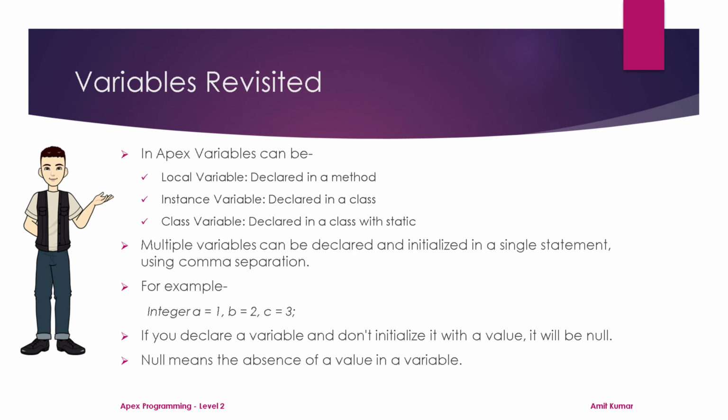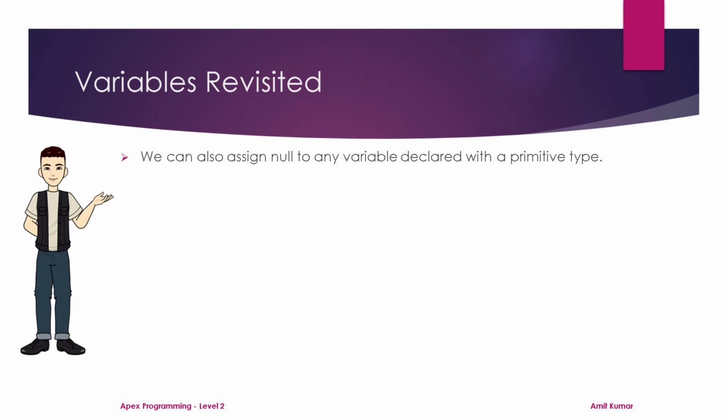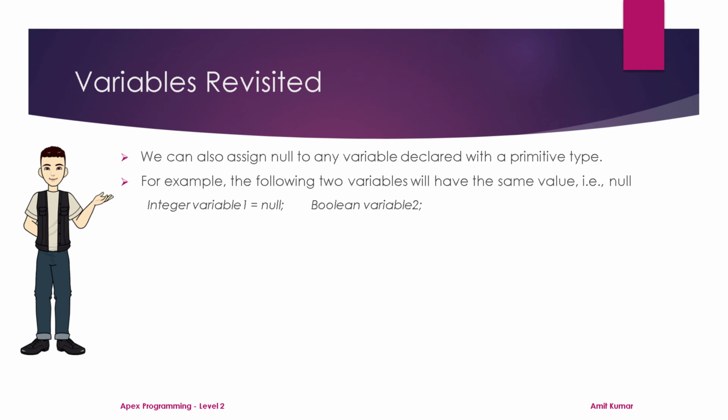Null means the absence of a value in a variable. We can also assign null to any variable declared with a primitive type. For example, the following two variables will have the same value, that is null. You can see here one integer variable, variable 1, is initialized with the value null, and another variable, variable 2 of boolean type, has not been initialized with any value. If we print these variables, their value will be null. So no matter whether you initialize a variable with a null value or don't initialize it at all, it will hold a null value.